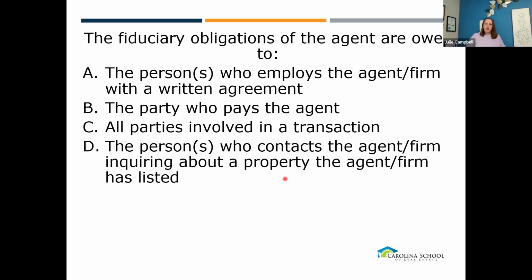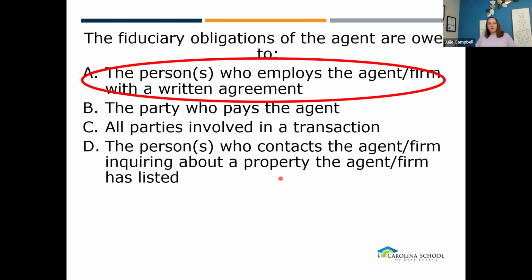So the fiduciary obligations of the agent, who gets fiduciary? The one that hires me. How do you hire me? You enter into a written agency agreement with me. Either you're my client or you're my customer. My loyalty is not to the one who pays me. It's not to all. Maybe it is to all, we'll talk about that. It's not the one that calls me. It's the one that hires me.